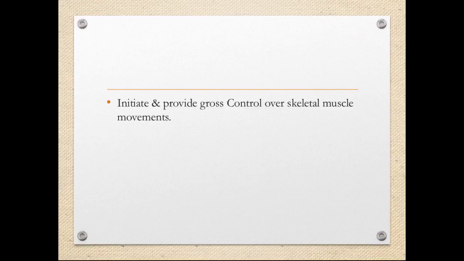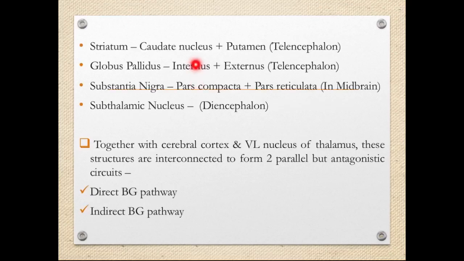Okay. So we all know the basal ganglia helps in initiating and providing gross control over skeletal muscle movements. That one sentence we can conclude the function of the basal ganglia: it will initiate and provide gross control over skeletal muscle movements, whether they are voluntary or involuntary. And we were in the middle of the connection pathway, where we noticed that we can broadly divide the connections into two parts.